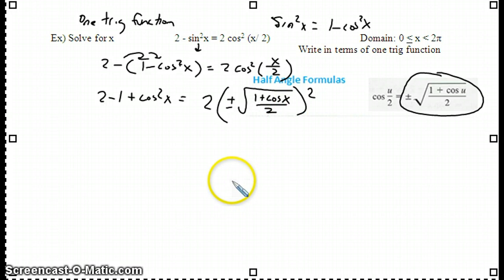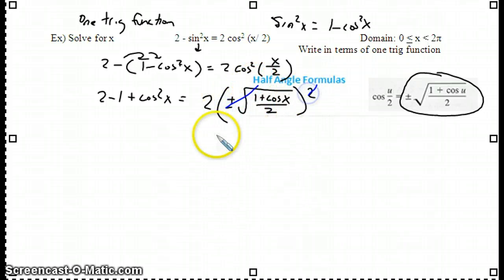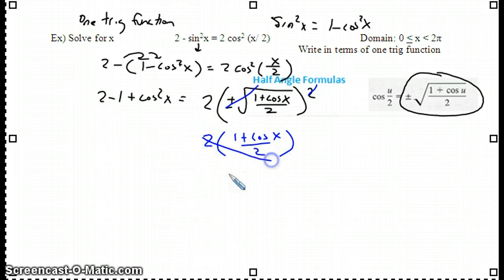So algebraically now when I go to simplify this, what's nice about the fact that I had to square this is it will cancel out the square root and the plus or minus signs. And also what will happen now is because it'll be 2 times 1 plus the cosine of x over 2, the 2's will also cancel each other out. Bring this down, this is 2 minus 1 is 1.